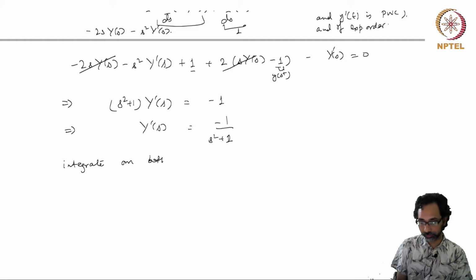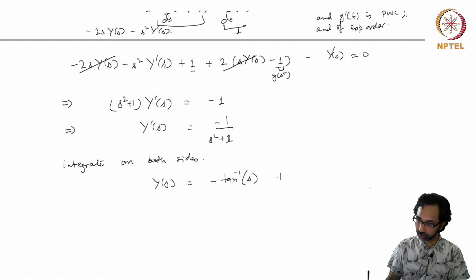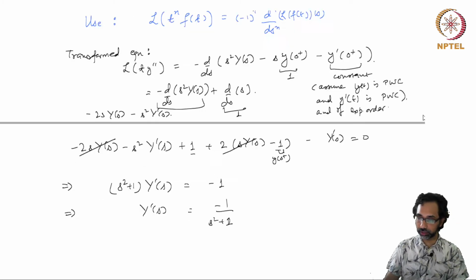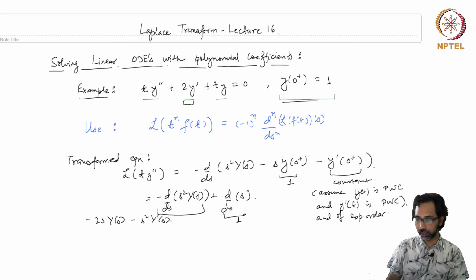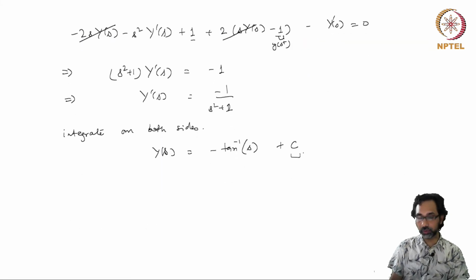to get Y(s) as minus tan inverse s plus the constant of integration C. Now we cannot use any other initial conditions because only one initial condition was given, and this was for y and not capital Y(s). So we still have to find out what this constant of integration C is.